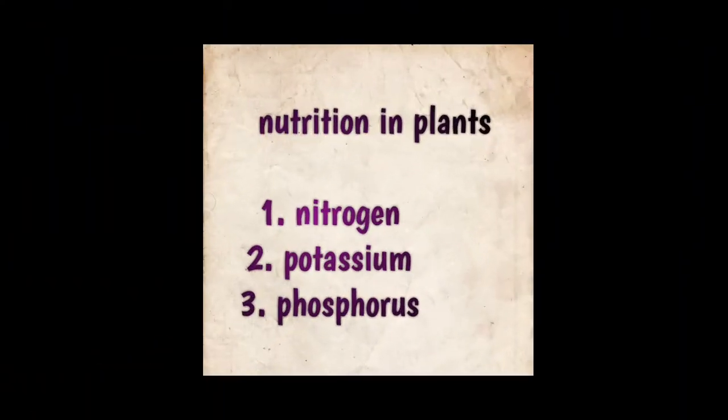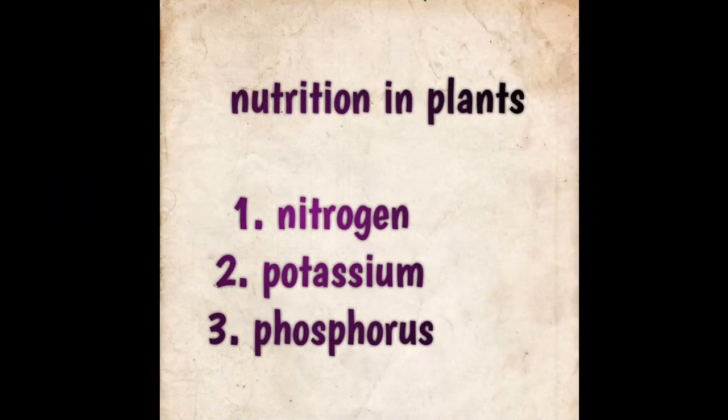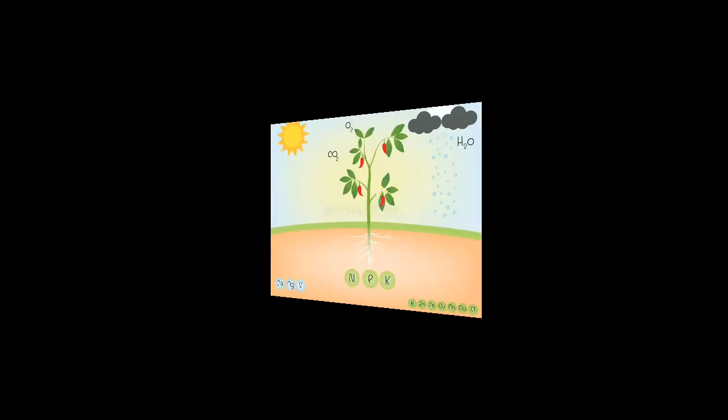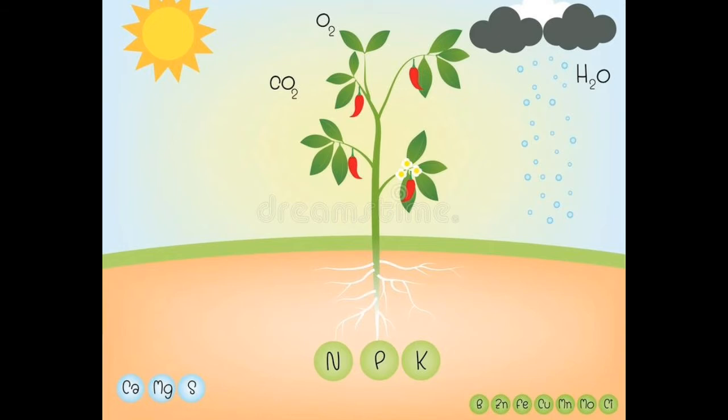The main nutrients needed are nitrogen, potassium and phosphorus in large quantity. Plants require many other nutrient elements as well, but these are needed only in minute quantities. Hence, these are called micronutrients. Plants absorb these nutrient elements from the soil through their roots.